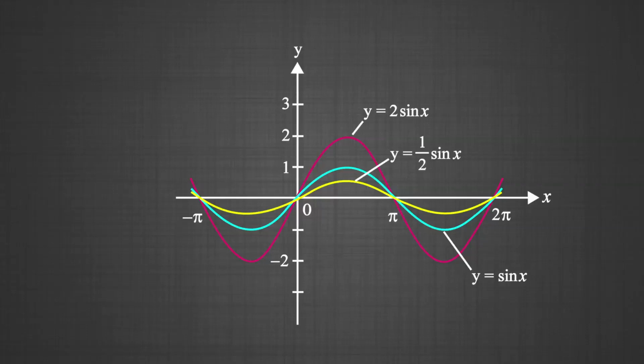For the graph of y = half sin x, we multiply the graph of y = sin x by half. This has the effect of stretching the graph vertically by a factor of half. On this graph, we can see the comparison of these three. The pink line represents the graph of the function y = 2 sin x, the blue line is the simple graph of y = sin x, whereas the yellow line shows the graph of the function y = half sin x.